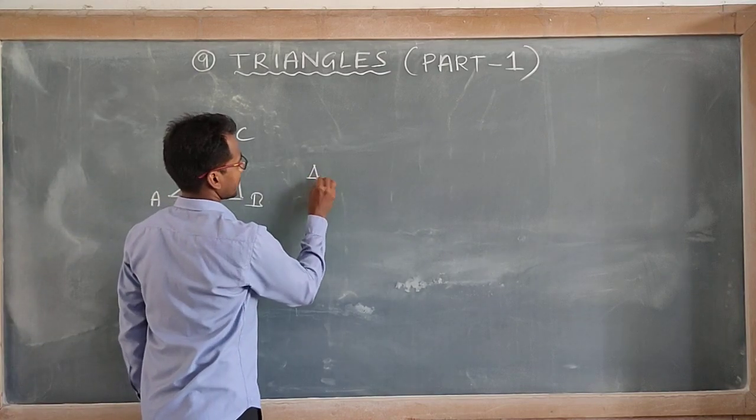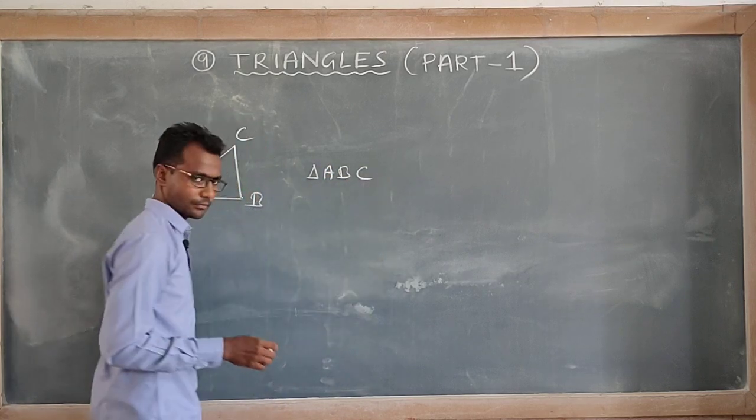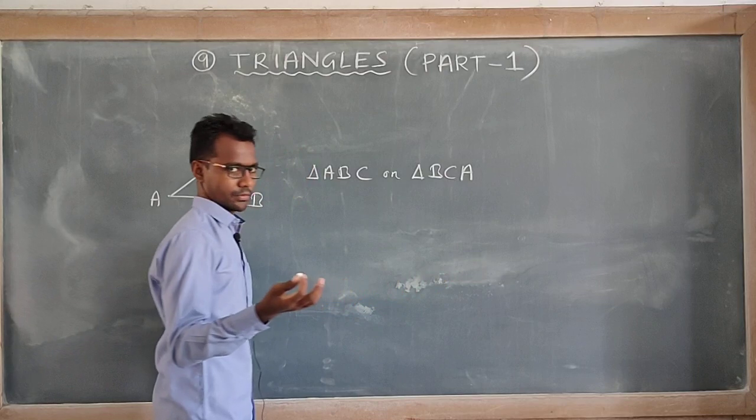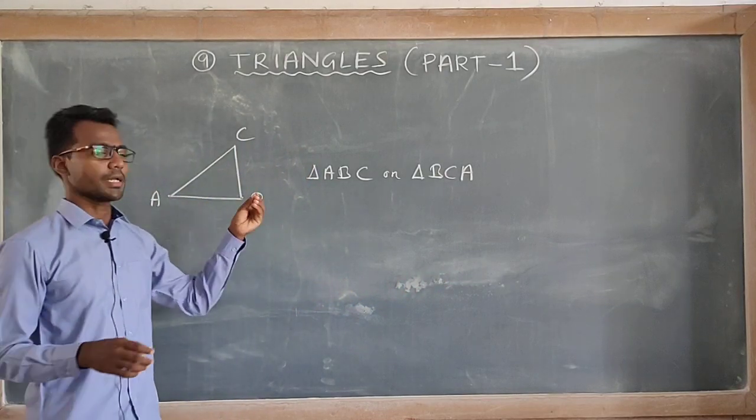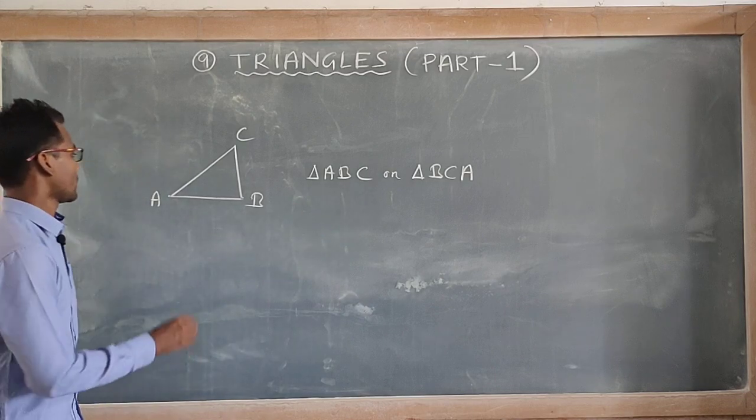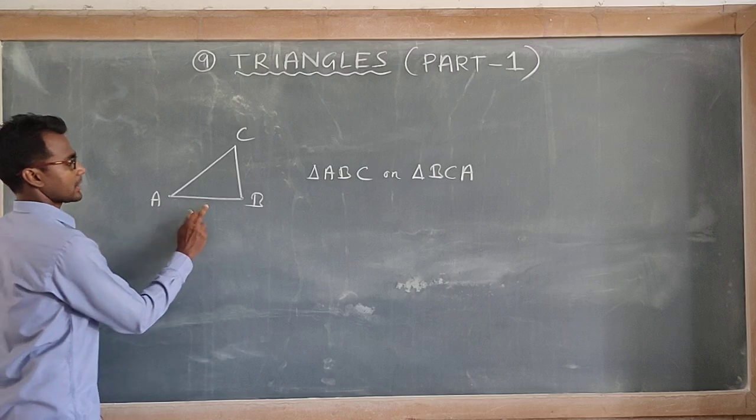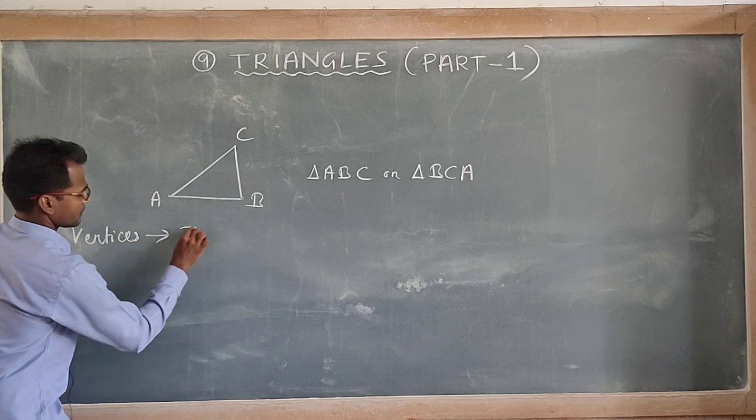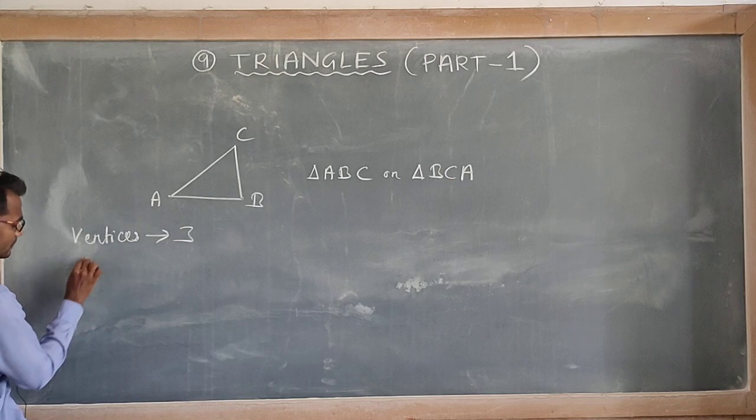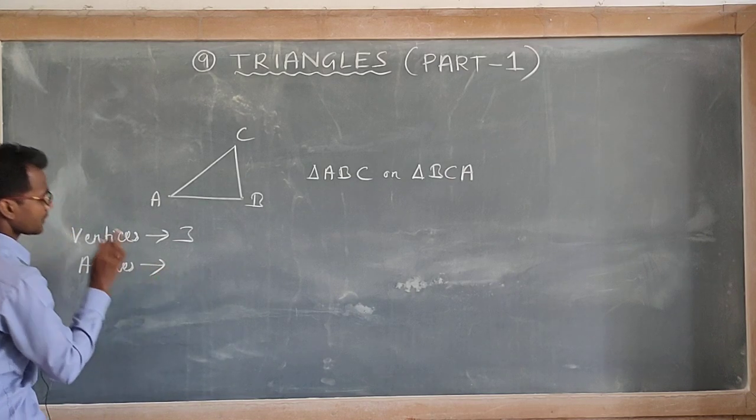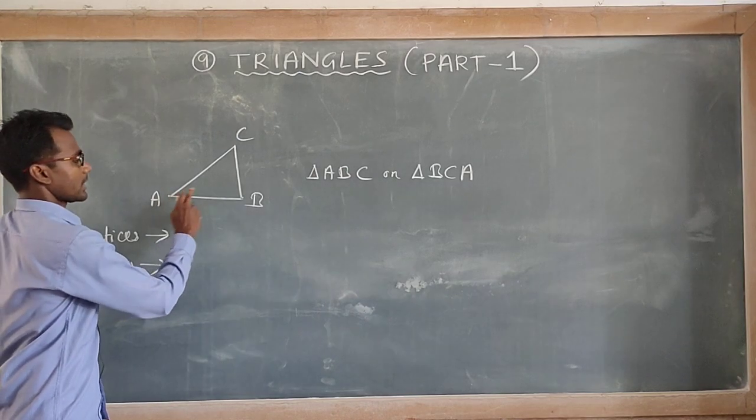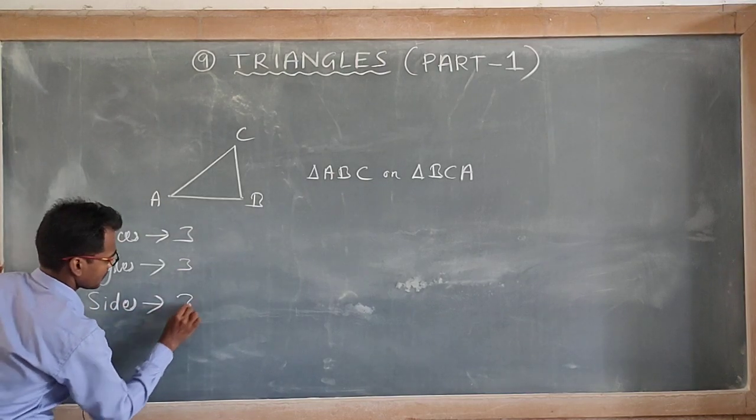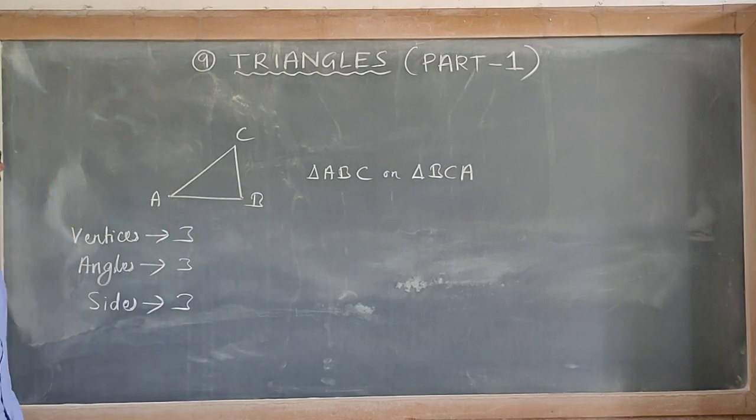We name it like this: ABC. It can also be named BC... Just name the 3 vertices: ABC, ACB, BCA, BAC, etc. So you have 3 vertices A, B, C, and 3 sides AB, BC and AC. Since we have 3 vertices, we will have 3 angles: angle A, angle B and angle C. Sides also 3: AB, BC and AC.